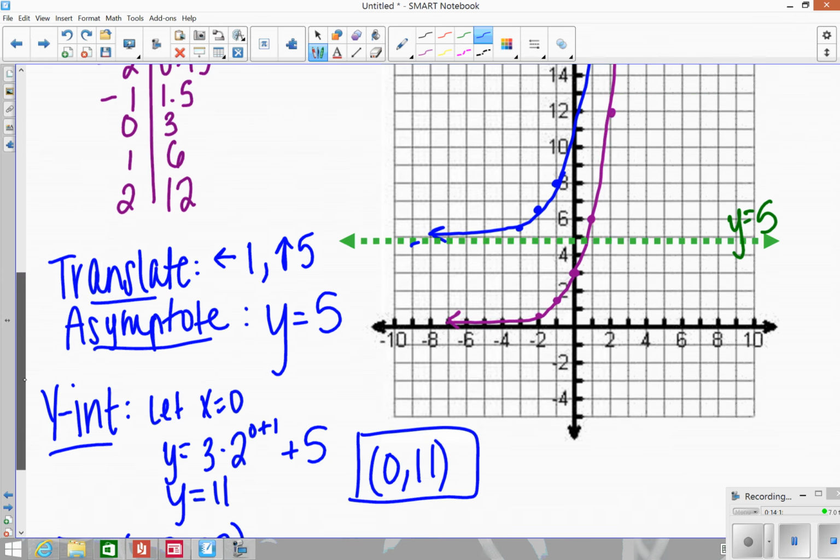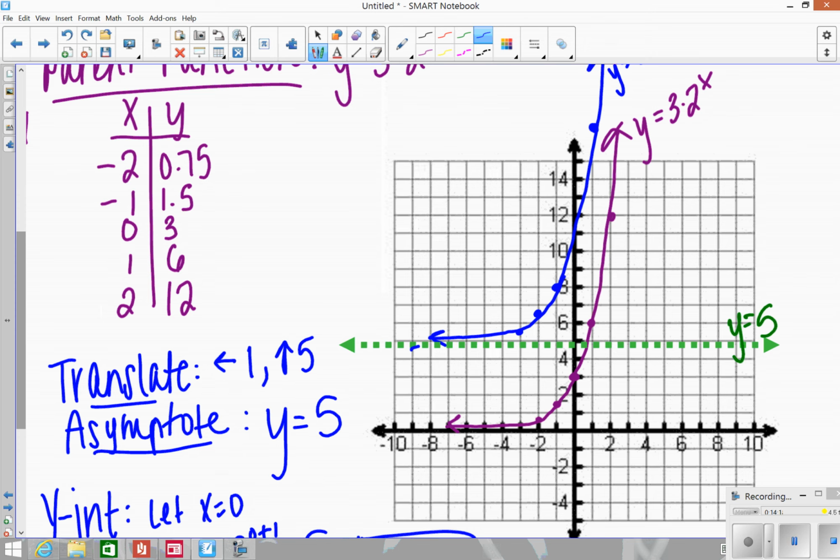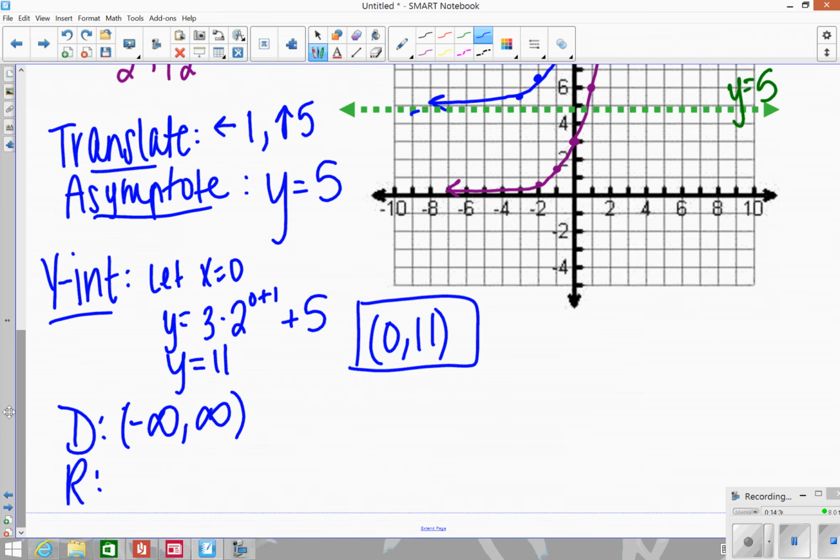And then for the range, the y value, since there's this asymptote here at y equals 5, you'll never go below y equals 5. It'll always be getting really, really close to 5, but not actually touching it, and up to positive infinity. So I'm going to use a soft bracket around 5, and it's going to go up to positive infinity. Soft bracket, round bracket, because I'm not including 5. I'm just getting really close to it. So really the range will always be whatever the asymptote is, up to infinity.